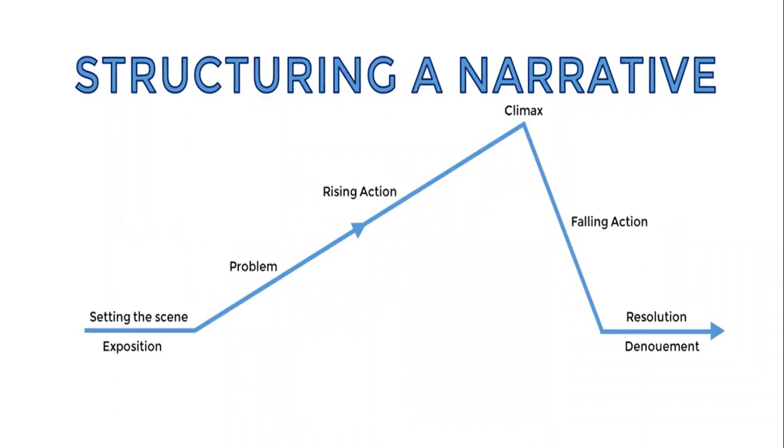So this is the method that you can use to structure your narrative writing. Nearly all narratives fit this structure, where first you are setting the scene, or the exposition. Then you have a problem in the story. Then there's the rising action. And then the peak of your narrative is the climax. And then you have the falling action. And finally, a resolution where the problem is solved. Okay?